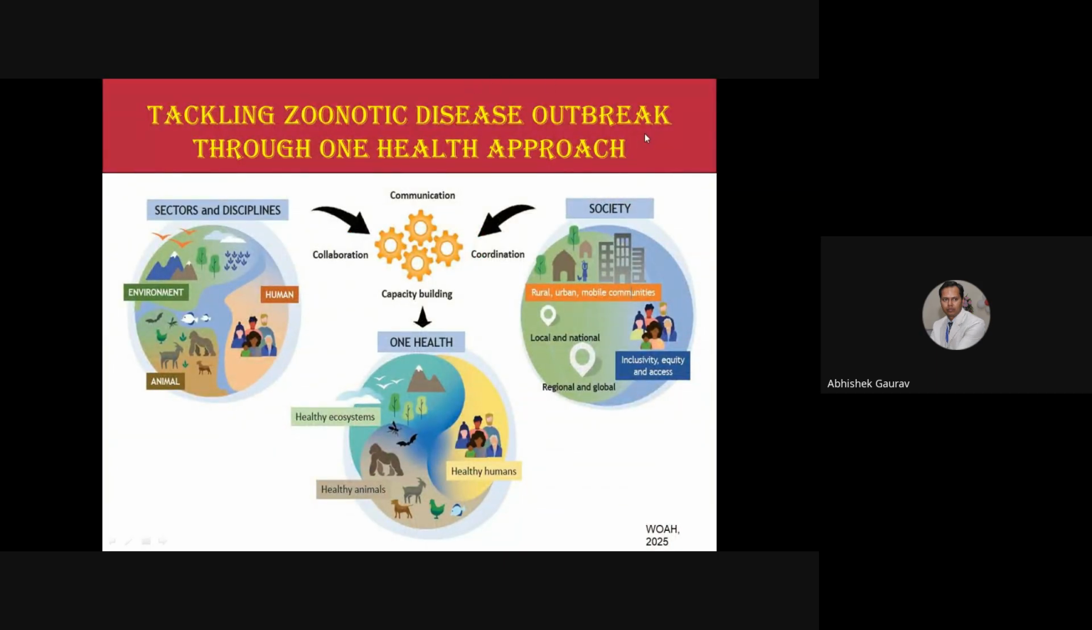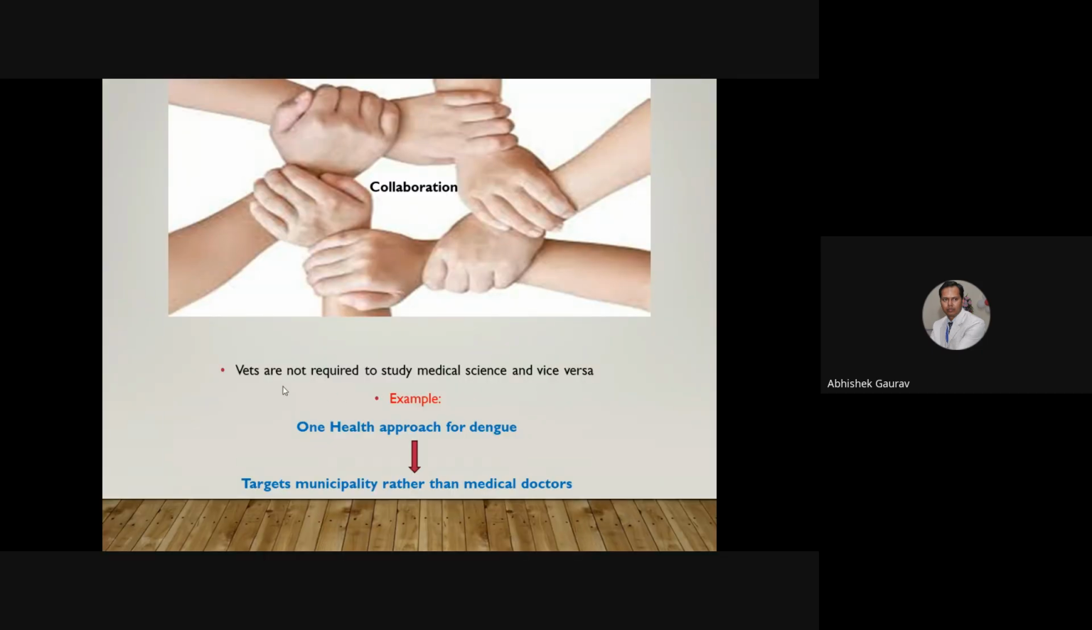So, tackling zoonotic disease outbreaks through the One Health approach: communication, coordination, capacity building, and collaboration. We have already discussed this thing. Collaboration: vets are not required to study medical science and vice versa. Whenever we are going on an outbreak investigation, I don't have any knowledge about medical science. But if a medical doctor is coming with me, I can share knowledge with him. Similarly, a medical doctor has no idea about what is going on in the birds, rats, bats, camels. I can share knowledge with him. So this is known as collaboration. You don't need to study the books of medical science, and the medical doctor is not required to study the books of veterinary science, because we are experts. We will tell about the animal side. The medical doctor will tell about the human side. So we have to collaborate.